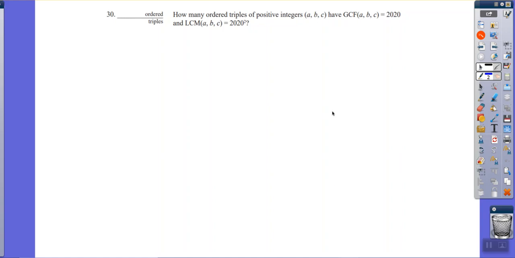All right, we're going to take a look at problem number 30. Now, I've got to admit to you, I'm a little shaky on this one, so don't hold it against me if you get lost. I'll do my best.